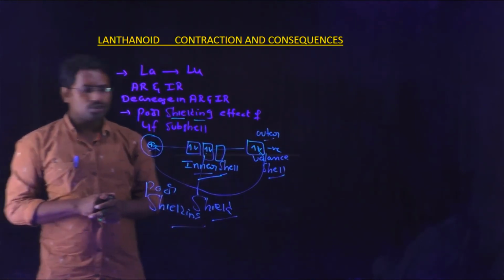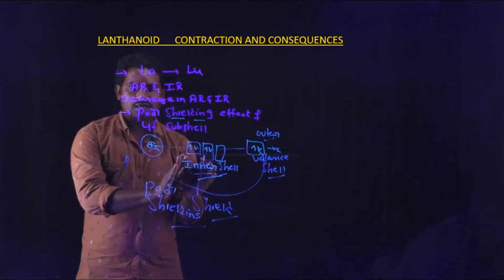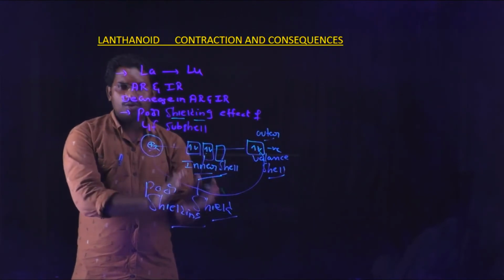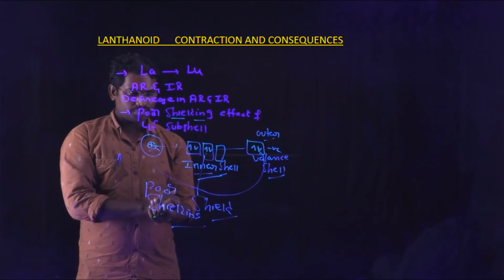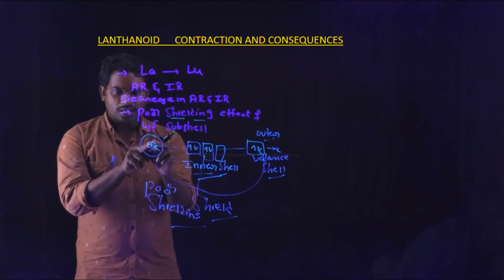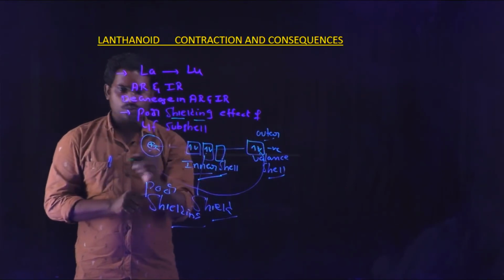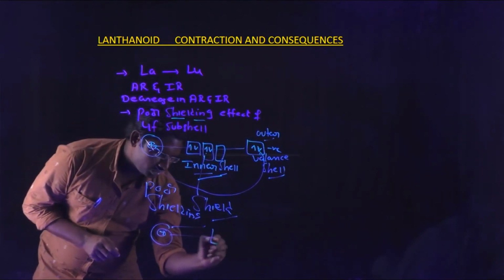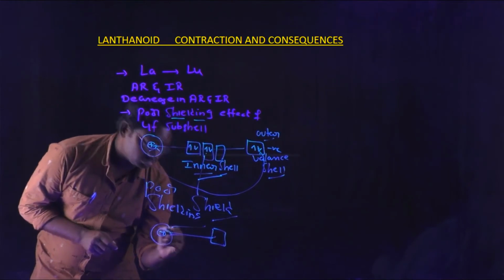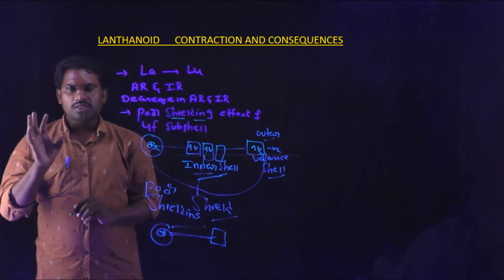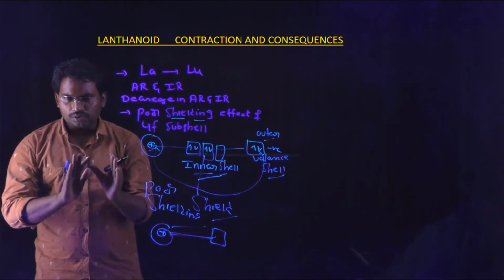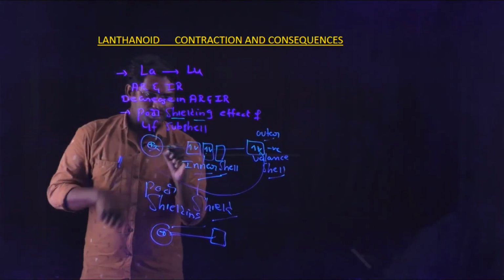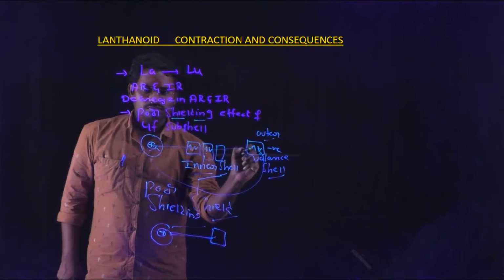So due to the poor shielding effect, that means the inner shells have no influence on the valency shell and nucleus, the nucleus tries to pull the valence electrons towards itself. Therefore, the distance between the nucleus and valency shell is very small. Therefore, the original size of the atom will be reduced compared with the normal state.